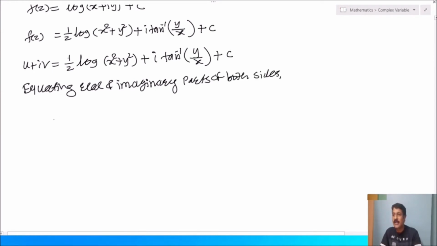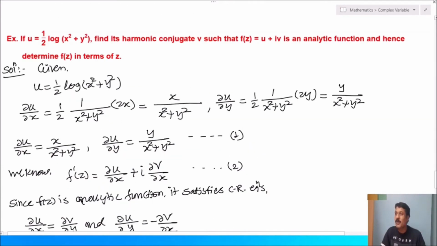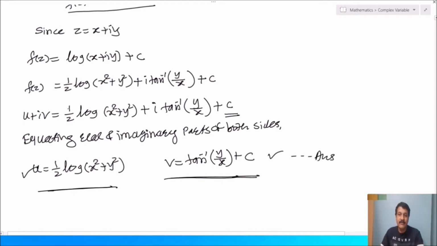So what it gives? It gives u equal to 1 by 2 log of x square plus y square and v equal to tan inverse y by x. Now you check what is given. If u equal to 1 by 2 log of x square plus y square, so this u is there. So it is correct. It means that this is a required harmonic conjugate. So this plus c, it is not in the given thing. So definitely this c will be here. So this is your required v.